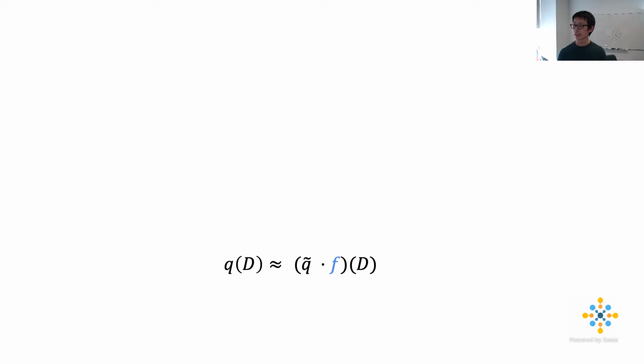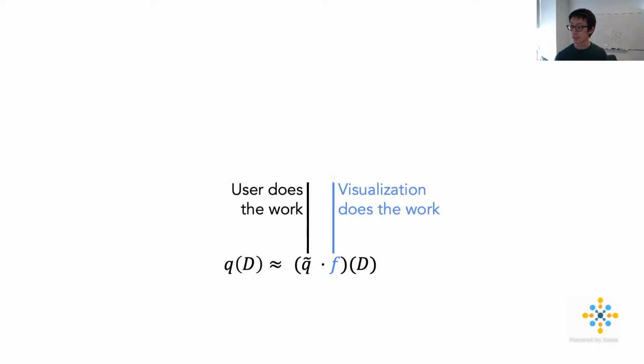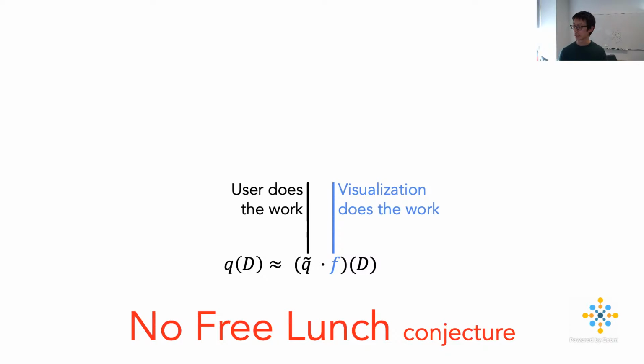And now if we stare at this, what it suggests is that depending on the complexity of the query, right, either the user needs to do the work, right? Or the visualization needs to do work on behalf of the user in order to answer this question. This is what we call the no free lunch conjecture.